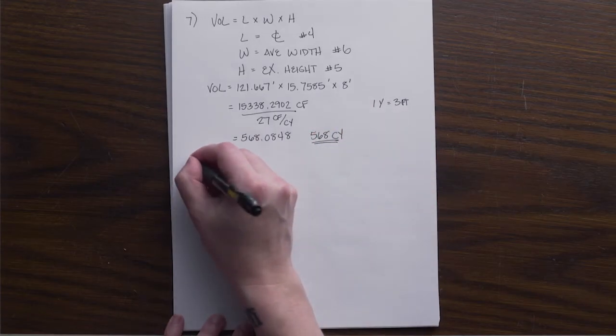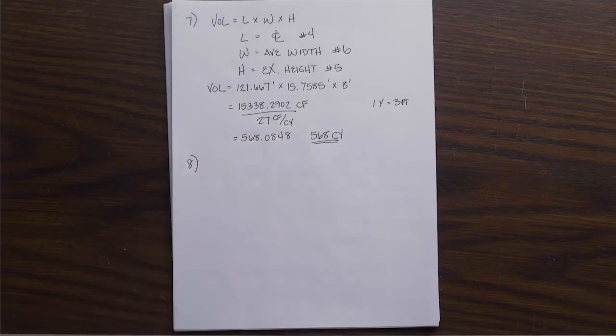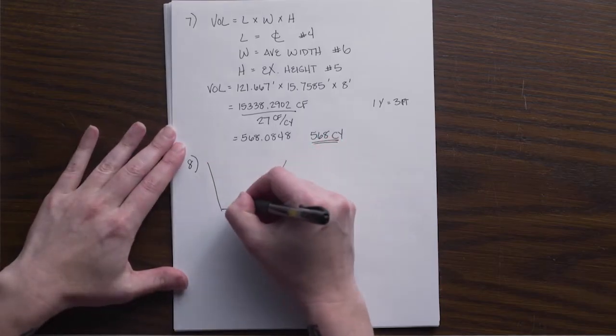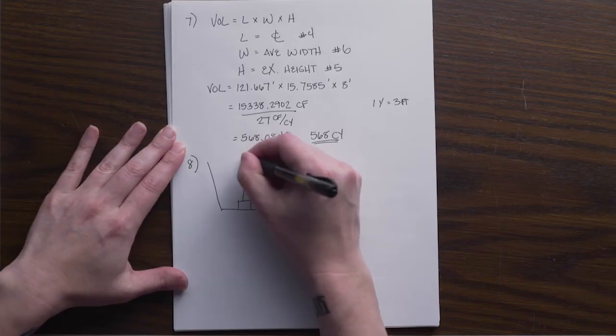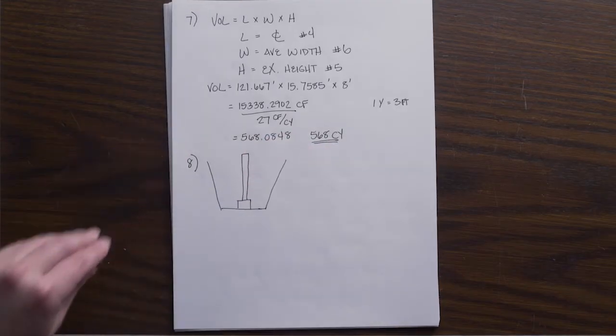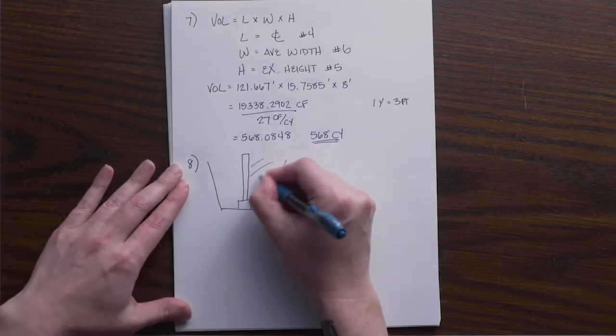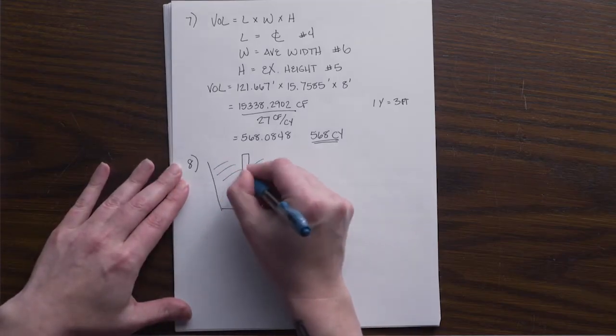So number 8 is now the longest of the calculations that you have to do. Not that difficult, but just lots of parts and pieces. We need to look at the volume of the foundation system below grade. So it's both the footer and the foundation wall. So what we're talking about is we have our trench excavation. We've got our foundation wall that we've poured. Once that has cured, we're ready to backfill. We have to fill in all of this space with dirt.